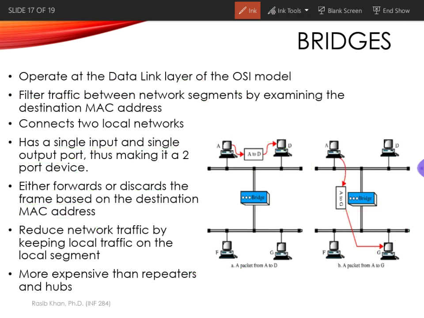So to summarize, a bridge reduces network traffic by keeping local traffic in the local segment, and also allows multiple network segments to be connected with each other. However, they are more expensive than repeaters and hubs.